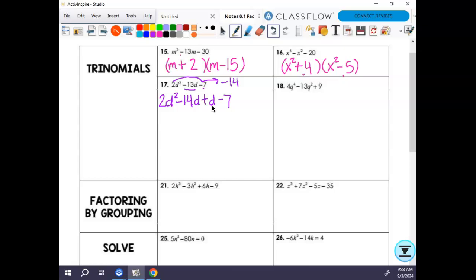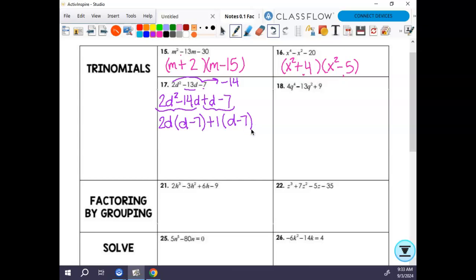Okay. Now, here's where I factor by grouping. I have 4 terms. I'm going to group these two together, and I'm going to group these two together. Out of these first two, I can factor out a 2d. That leaves me with d minus 7. Now, in the next two, I can't really factor anything out. And normally we don't factor out a 1, but in this case we do because we need that term there. So this is just a plus 1, and this is d minus 7.